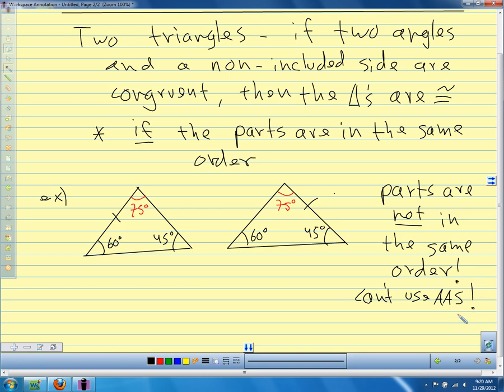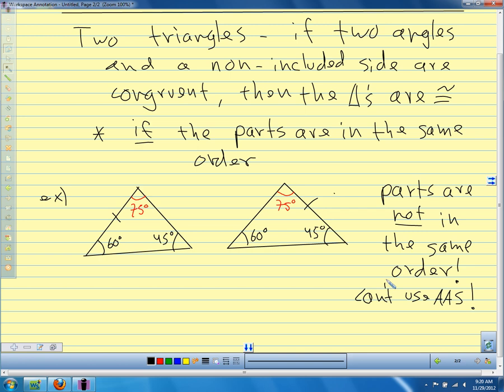So this is why we have to be careful with angle side. If our parts don't match up in exactly the same order, we can't use angle side. So sometimes, even though we have two angles and a side congruent, the triangles might not be congruent because our parts don't match up the right way. So that's why we have to be careful.